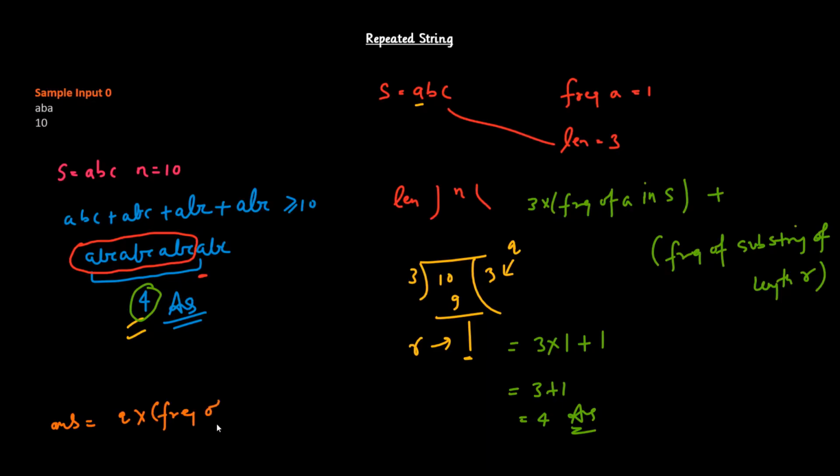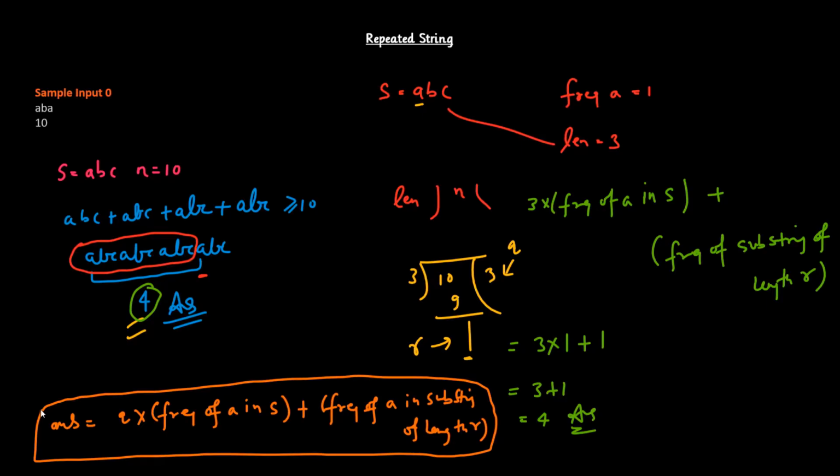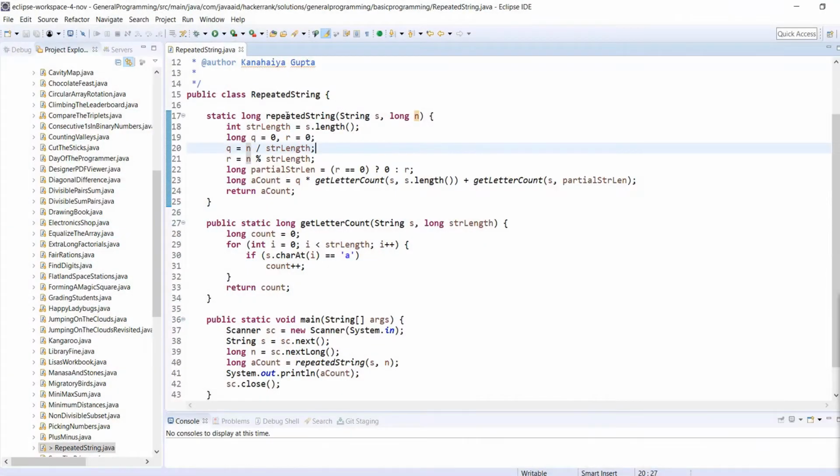frequency of A in S, which is the given string, plus frequency of substring of length R, basically frequency of A in substring of length R, right? So this is the formula, guys, which we have to use to solve this problem. I hope you got the idea. Let's see the algorithm in action. So this is the method, guys.